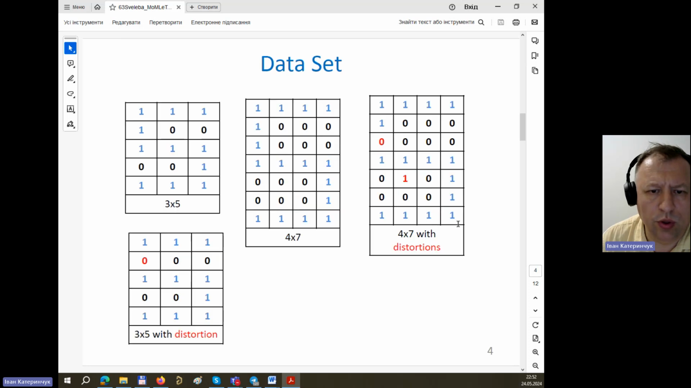We deal with two-dimensional arrays. We use 3 and 5, and 4 and 7 arrays. The sample consists of 5 options for presenting the number, without distortion and with. If an array consists of 1 or 0 distortions, we call it homogeneous, otherwise not homogeneous, or heterogeneous.